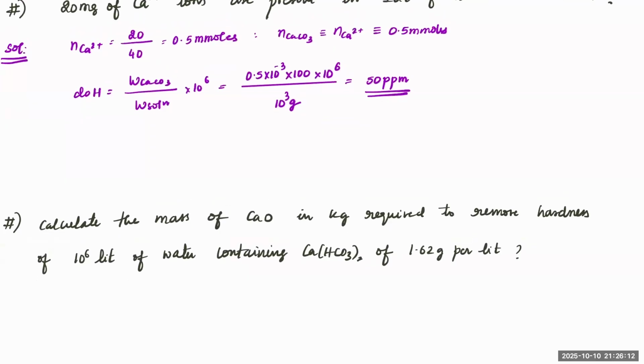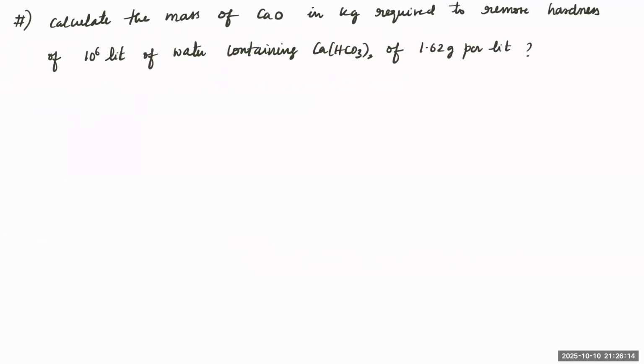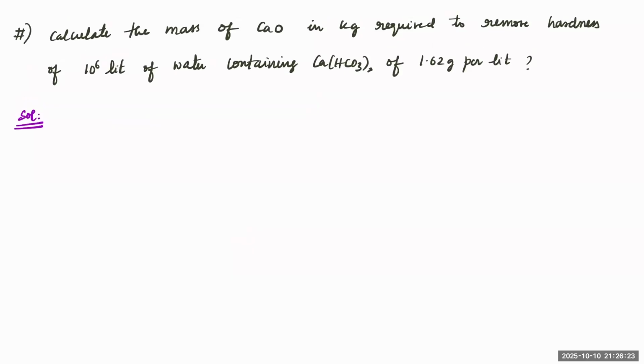See the next one. The next question is: calculate the mass of calcium oxide in kgs that is required to remove the hardness of 10 raised to power of 6 liters of water. Okay, see, calcium oxide plus calcium bicarbonate, when you add it together, will convert into 2 moles of calcium carbonate plus H2O. Got it? And now, how much is the weight of this one?